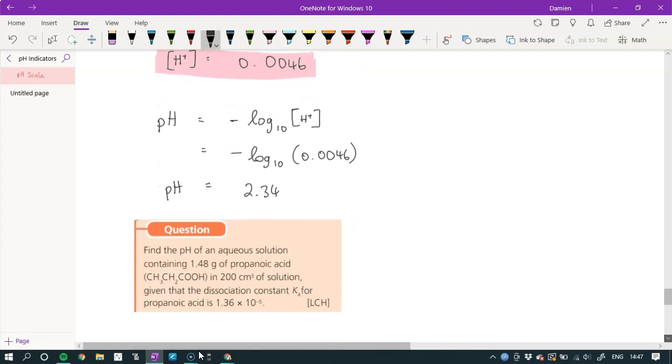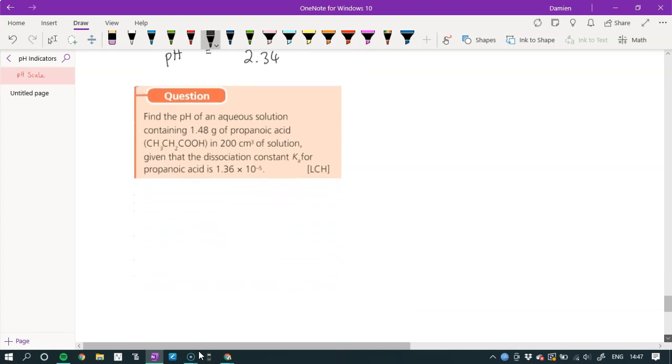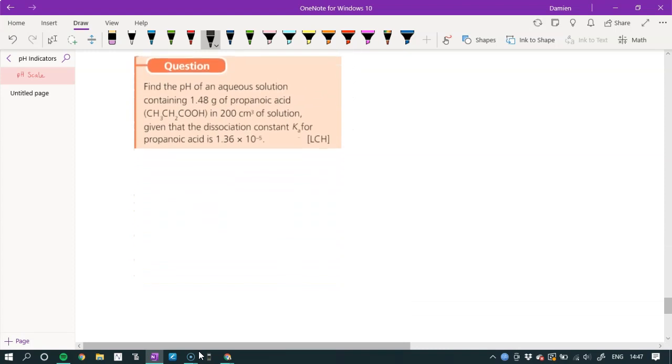Let's try with another one. The next one: find the pH of an aqueous solution containing 1.48 grams of propanoic acid. So again, a couple of things. I'm having a look at propanoic acid, so we know it's a weak acid. We're also given Ka, so that's another hint of what we've got to use. But there are other difficulties here. So let's put down our formula. Our H plus ions, we have to use this, is going to be the square root of Ka multiplied by the molarity of the acid.